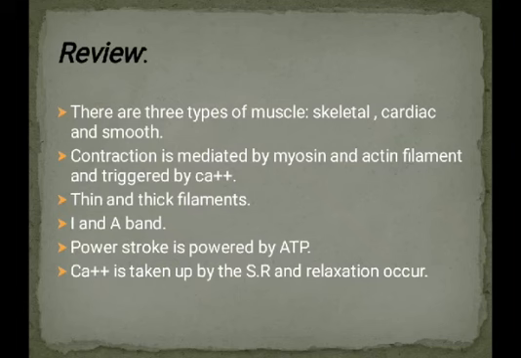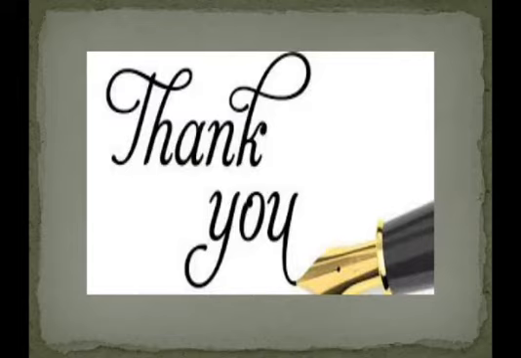So it's all about my topic. Let's take the review. There are three types of muscles: skeletal, cardiac, and smooth. Contraction is mediated by the myosin and actin filaments and triggered by the calcium ion. Thick and thin filaments, which are the muscle proteins myosin and actin, and the I and A bands, which are the light and dark bands. The power stroke is powered by ATP, and the calcium is taken up by the sarcoplasmic reticulum, and relaxation occurs. Thank you.